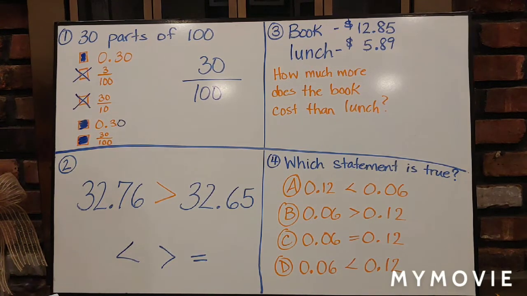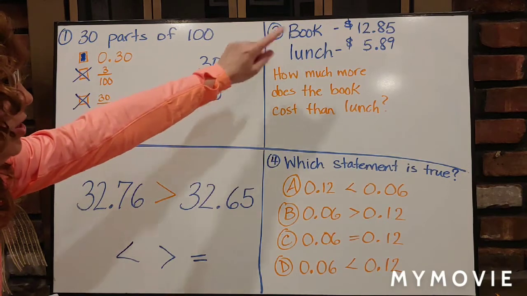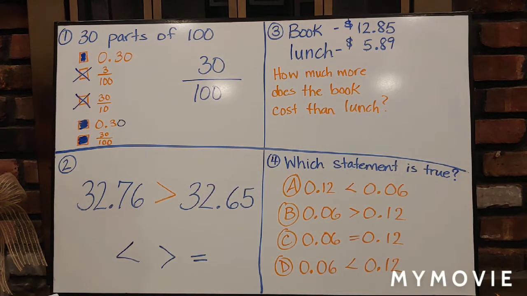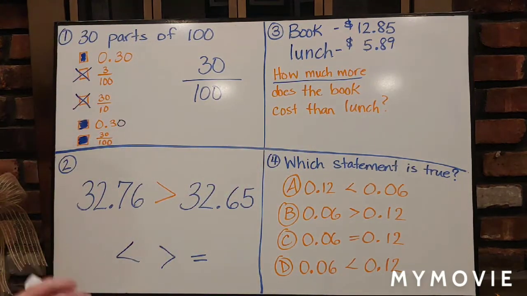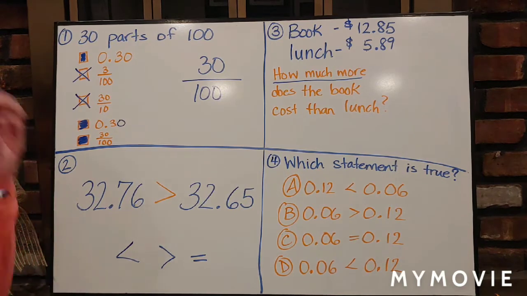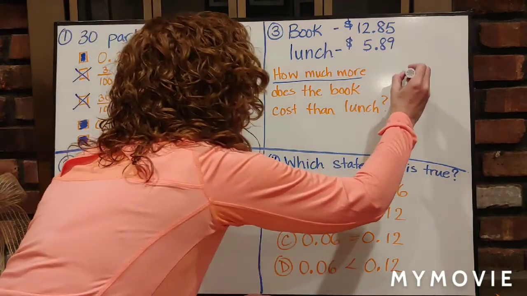All right, number 3. Jackson buys a book for $12.85 and spends $5.89 for lunch. How much more did the book cost than lunch? Draw or use coins and bills to solve. So we are going to look at this. Our book costs $12.85. Our lunch costs $5.89. How much more does the book cost than lunch? How much more means what operation? In your head, you should be thinking, how much more means subtraction. So we are going to subtract these two numbers.